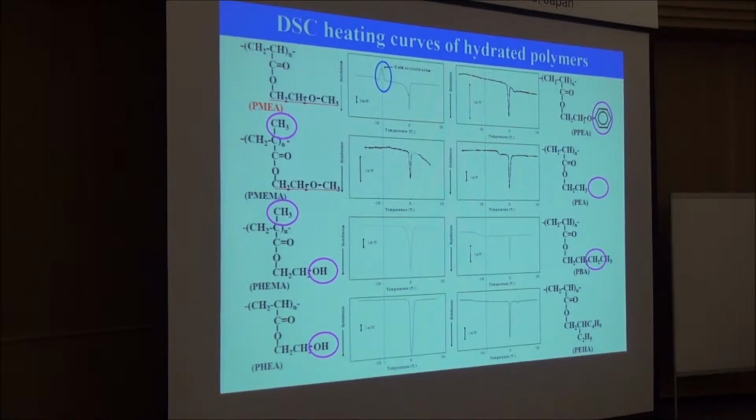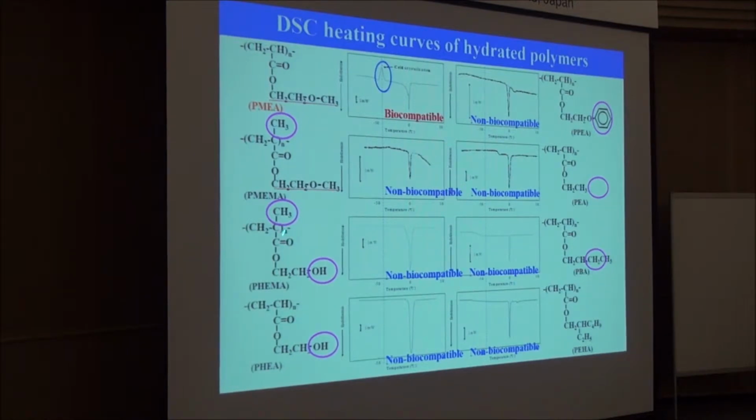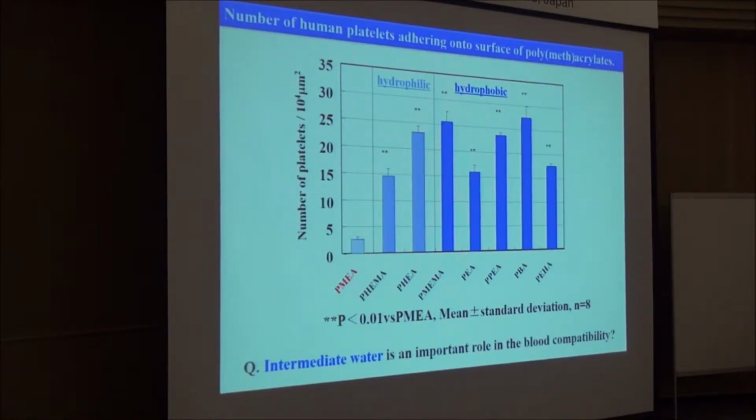What does this result mean? This polymer is the only one that is biocompatible. These polymers are not biocompatible. This is a result of a clinical test using human blood. Only PMA gives a very good result, because the number of platelets is very low. But regardless of hydrophilic and hydrophobic, these similar chemical structures are not good. So my question is, why is PMA good? Intermediate water is an important factor in the result.